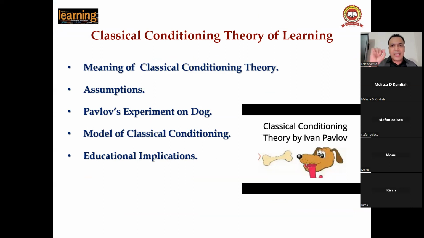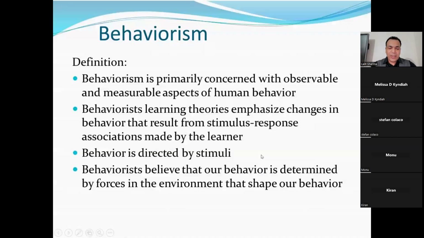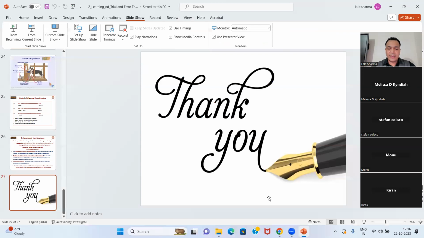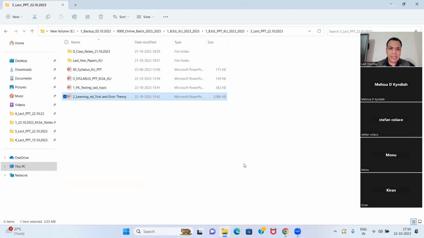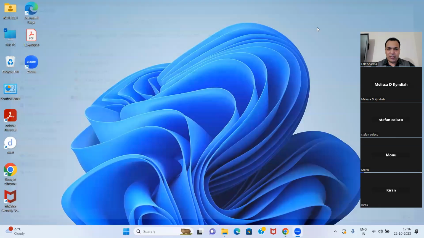According to conditioning, by giving an artificial stimulus, we can get an original response. Assumptions we have come to know: Pavlov's experiment on the dog, the 3 type models: UCS, UCR, then CS conditioned stimulus plus CR conditioned response. Educational implications, right, guys? Today we have finished the 2 theories: one is the trial and error theory, and second is the conditioning theory given by Ivan Pavlov.